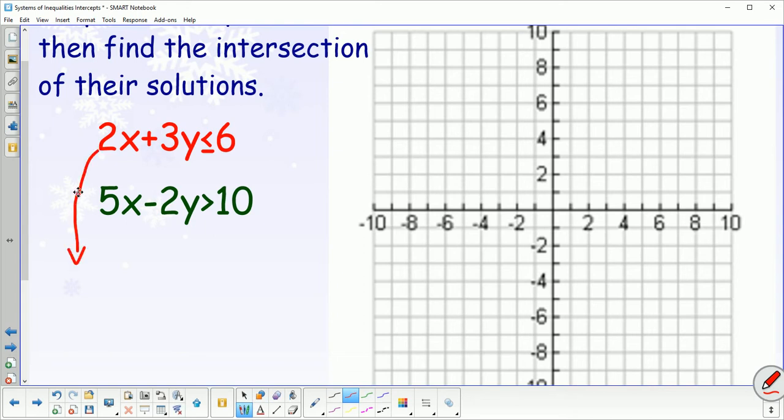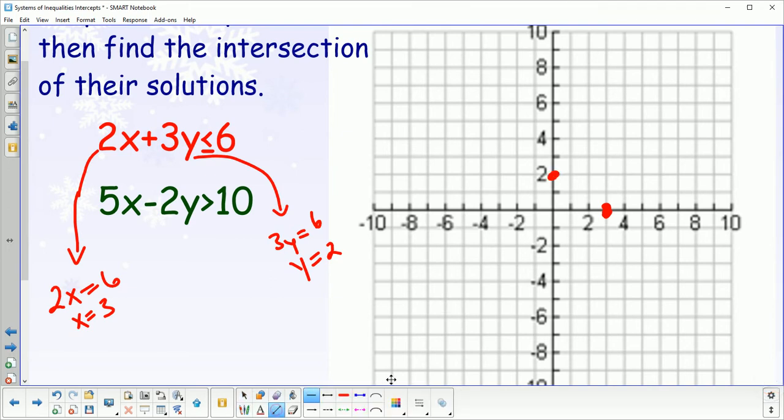So the first one, I'm going to ignore my y value, find my x value by saying 2x equals 6, and so dividing both sides I get x equals 3. That means I have an x-intercept of 3. The other one I'm going to do is say that 3y equals 6, and then divide by 3, I get that y equals 2. So I put my second one right there.